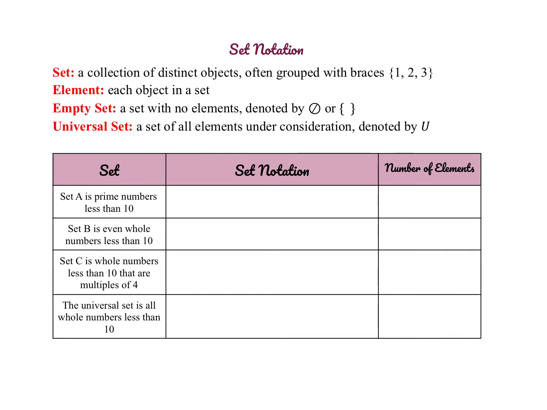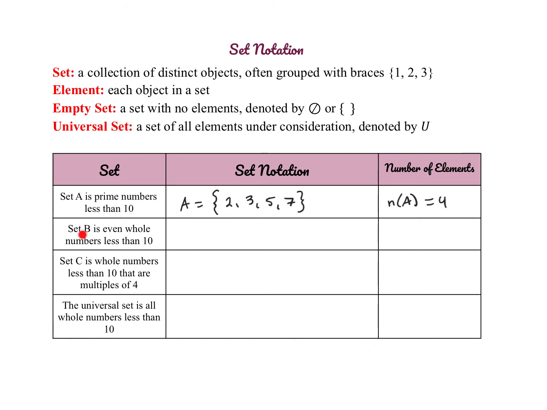We're going to practice writing some different sets. So let's say that set A is all of the prime numbers that are less than 10. We start by saying A equals, and then we'll set up our braces like this, and we're simply going to list all of the prime numbers that are less than 10. So 2, 3, 5, and 7. And then to denote how many elements are in this set, we would just say n of A, so the number of elements in set A equals 4.